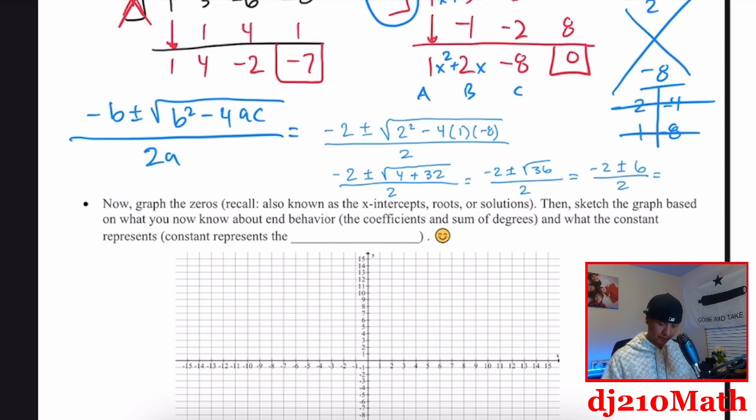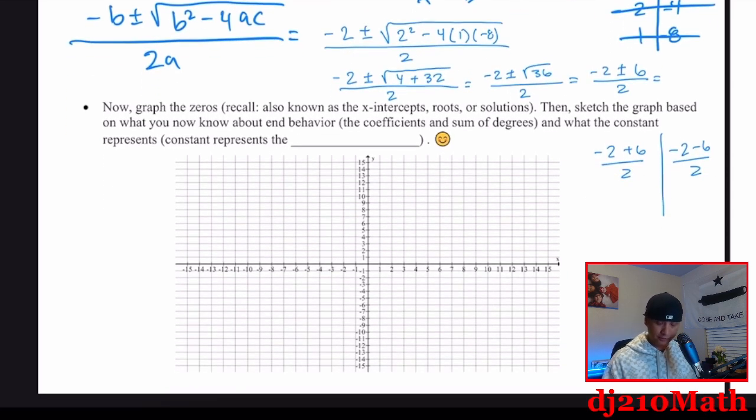So we have two answers. We have negative 2 plus 6 over 2 and negative 2 minus 6 over 2. So negative 2 plus 6 is 4. 4 over 2 is just 2. Negative 2 minus 6 is negative 8. Negative 8 over 2 is just negative 4.